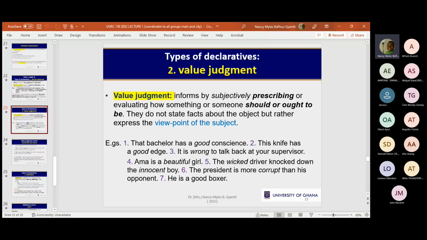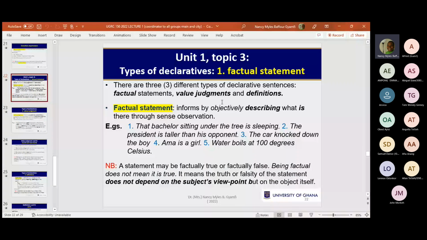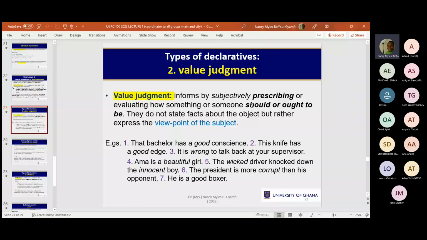It does not necessarily represent the facts out there. So value judgments are those declaratives or statements which are not describing what is out there. See what factual statements do? Factual statements describe, like decoding. Value judgments prescribe. It's a prescription. Before you look, you already had a view in mind.